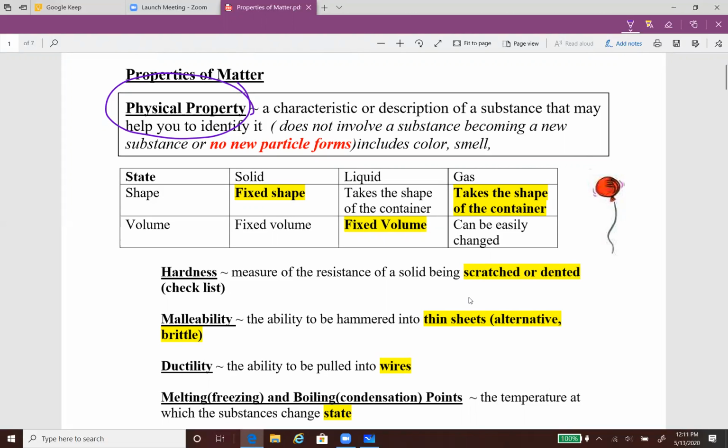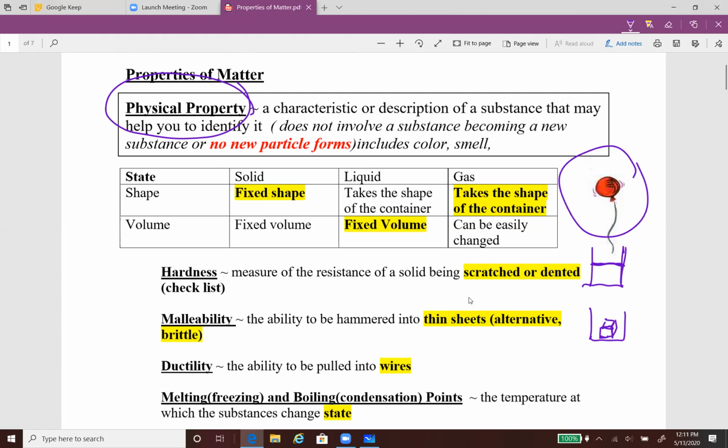So for example, I have a picture of a balloon here. The gas would take the shape of, in this case, a sphere, right? If I have a glass of water, the liquid will take the shape of the glass. Whereas if I have a glass here and I put a cube of sugar in it, the cube of sugar does not take the shape of the glass. It just takes its own shape because it's a solid.